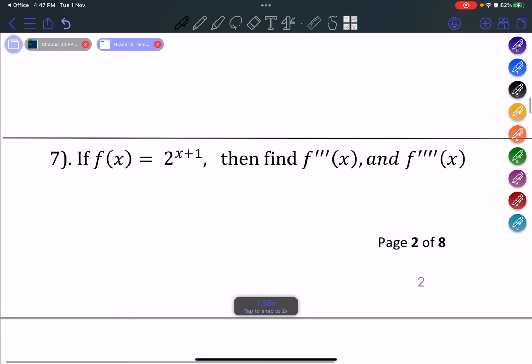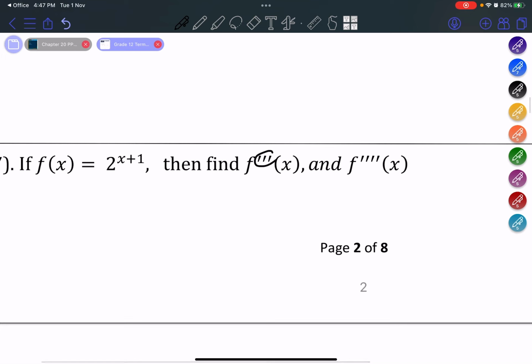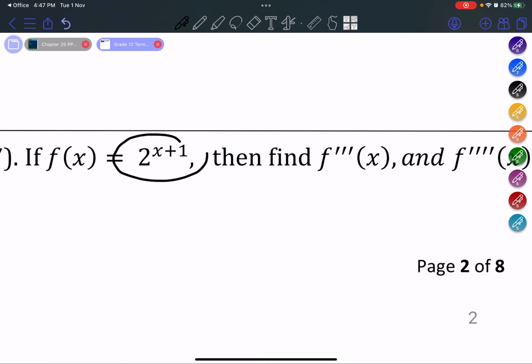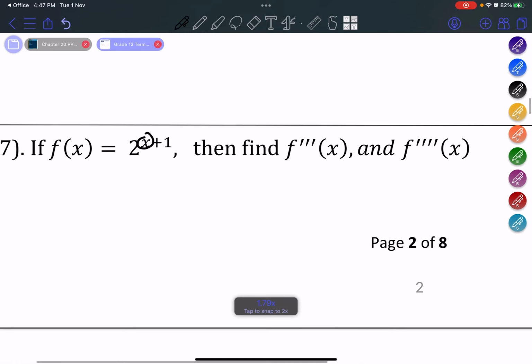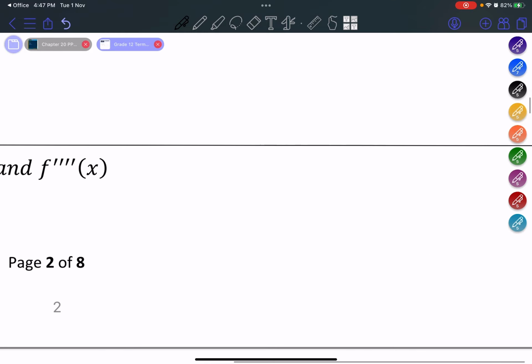Moving to question number 7. If f of x equals 2 power x plus 1, then find the third derivative and fourth derivative of x. Now we must apply the exponential rule. Why? Because here we have an exponential equation, because we have the variable in the power. Now let's first revise what the exponential rule is.